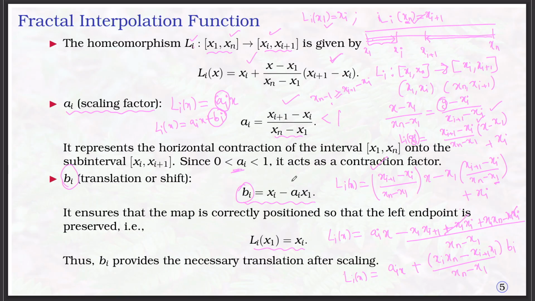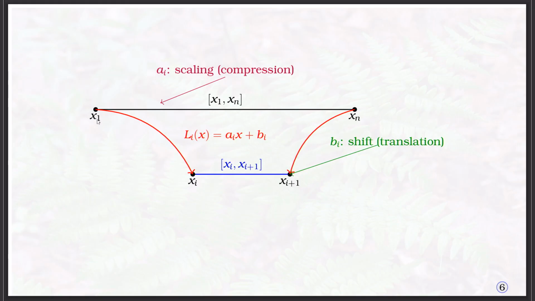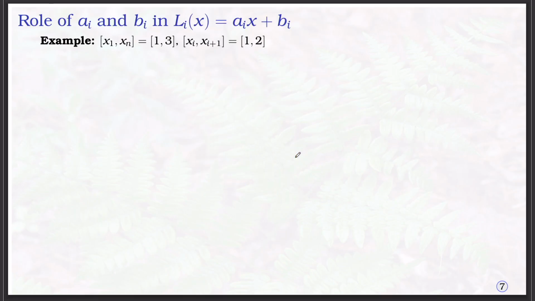Now we can graphically explain it here. See, if we have the x1 here and xn here, if you apply Li on this function, then what is the role of ai? Ai just compresses the whole interval, then this bi just shifts whether left side or right side, adjusting, and Li just shifts the terms in the left side or right side, so that the endpoint should match with the endpoint of the subinterval. So, this can be explained by a simple example.